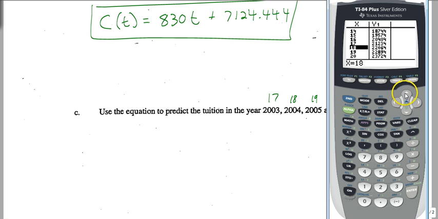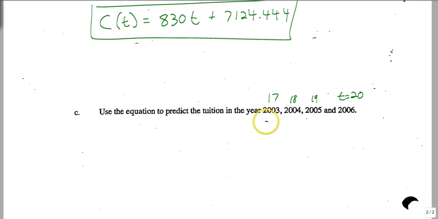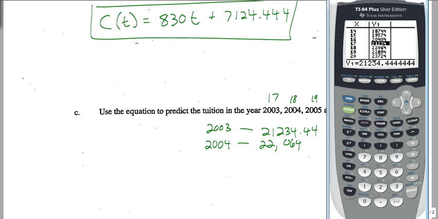Now, to get a more exact answer, and since we're dealing with tuition here, we can round these to maybe cents, so 2 decimals for money. So 17, if I move over, it'll tell me it's 21234.44. So 21234.44 for 2003. And if you keep looking at that table and go up, you should see 22,064. Assuming .44, these will all be .44. Okay. So, and so on and so forth.